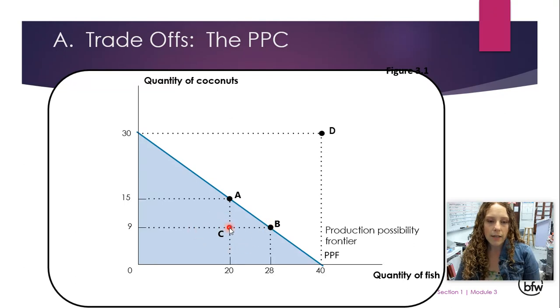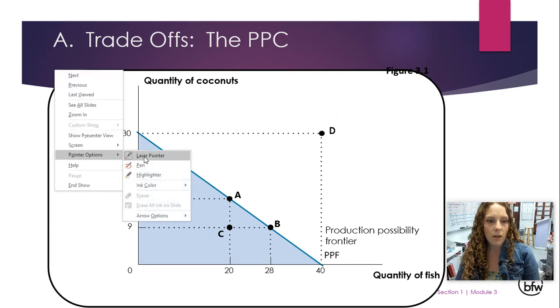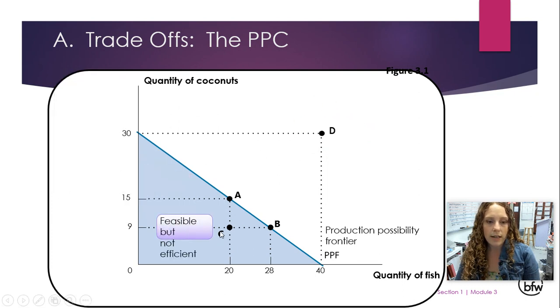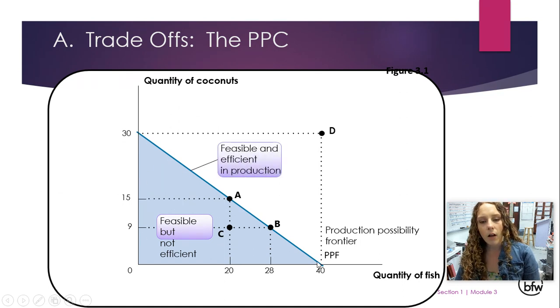C, that means they're producing 9 coconuts and 20 fish. They can do that, but again, that is inefficient because they could be producing here or there. They could be getting more. This would be inefficient. D is unobtainable because they don't have the capacity, they don't have the resources to produce there. So let's see all that again. So again, C, feasible, but not efficient. They're not utilizing all of their resources. Anywhere along the curve itself is feasible and it's efficient. It means that they're utilizing all of their resources the best way that they can. Nothing is wasted. But if we wanted to be at D, that's not feasible.